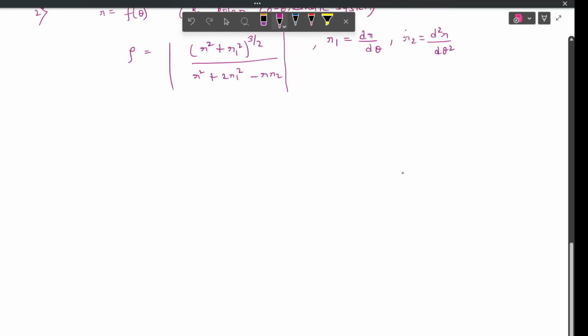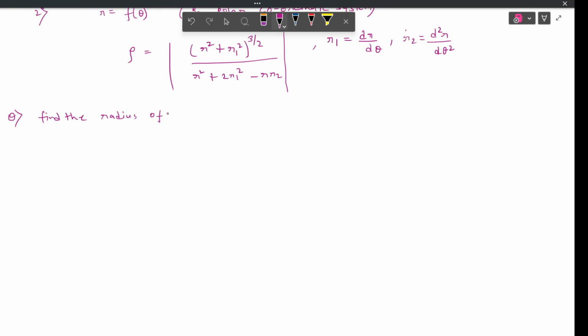So let us see one example to apply this formula. Let us say find the radius of curvature of the curve x cube plus y cube equals 3xy at the point (3 by 2, 3 by 2). Okay, so let's see the solution.